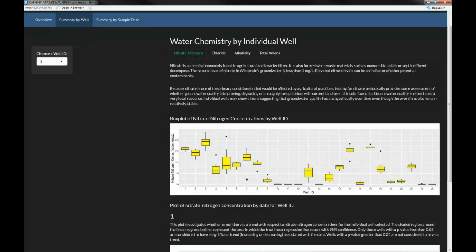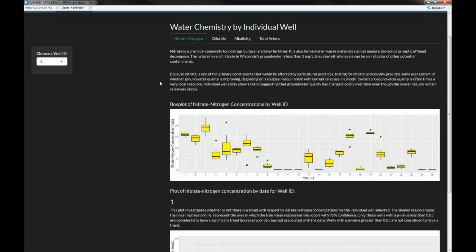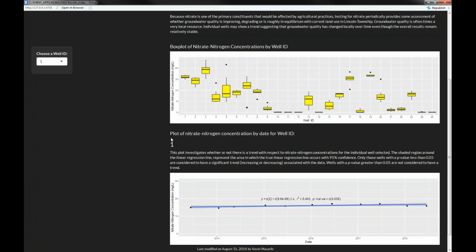So here's a little app that basically shows our 25 wells. Each well is on the x-axis, and the box plot represents the nitrate concentration over the time period that we've been collecting. The bold black line represents the median concentration, and the boxes represent the spread or the distribution of that data. For those samples, we have nitrate, chloride, and alkalinity measurements. Nitrate's probably the one that people are most interested in, though, so I'll show additional ways that data is visualized for people to understand.